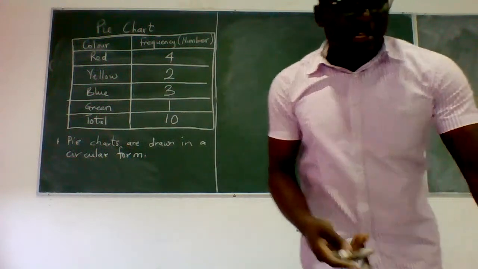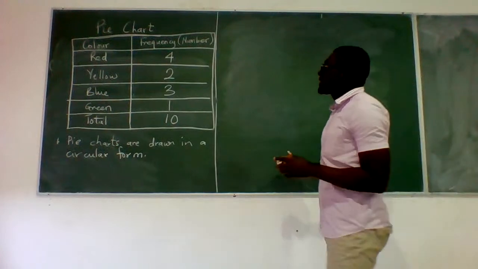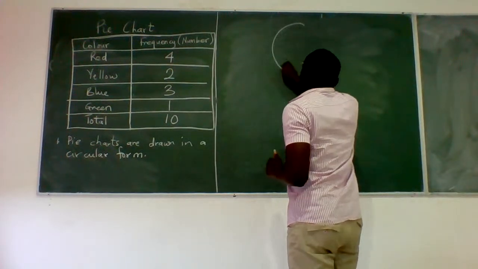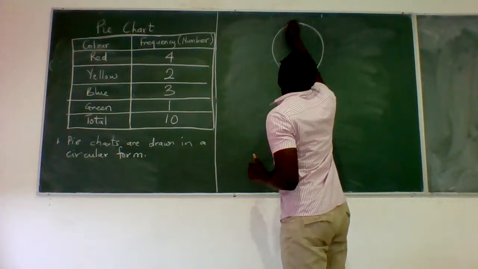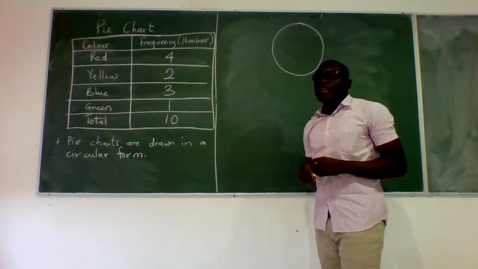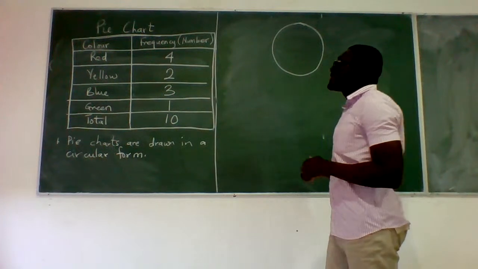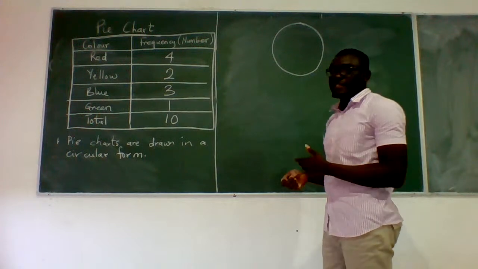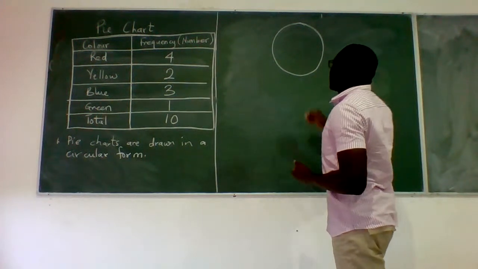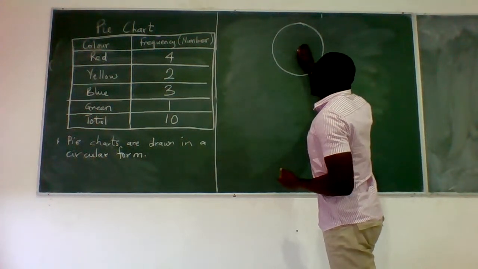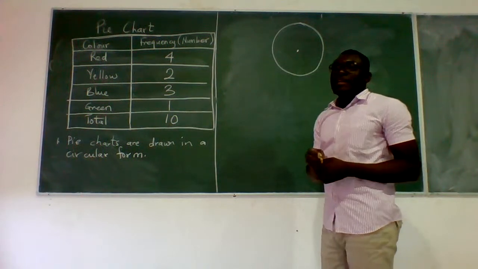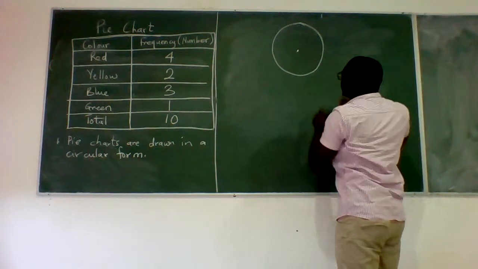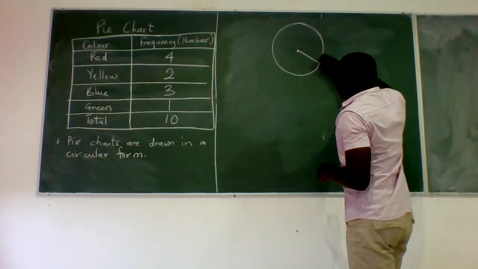Okay. So like I said, to get a pie chart, you need a circle. So you have your circle. Now the next thing is to divide this circle into sectors. So one of our keywords was sectors. When we talk of a sector, for every circle we have a center, and then a line that moves from the center to the circumference is called a radius.